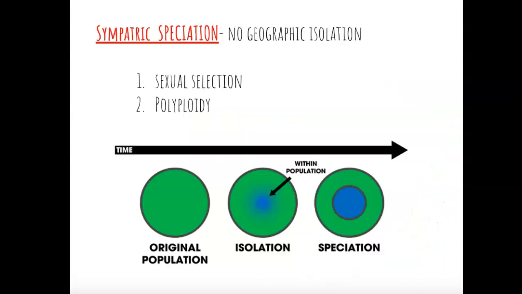The second type of speciation that can occur is called sympatric speciation. This is where there's no geographic isolation at all that is causing species to diverge from each other and create new species. Sympatric speciation can be caused by sexual selection or polyploidy, and we'll talk a little bit about both of those. But in this case, we have an original population that all lives together. There are no geographic barriers, but within that population, we end up with new species occurring.